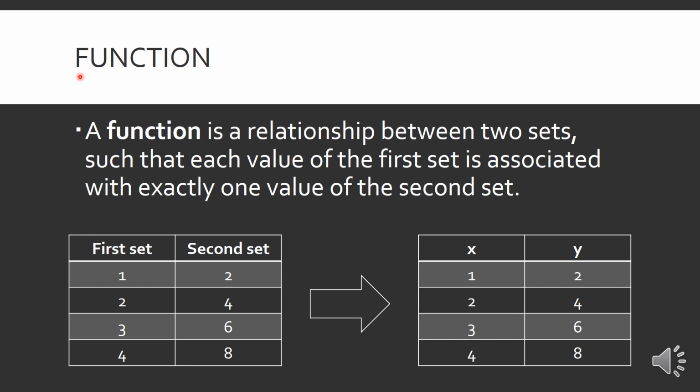Function. A function is a relationship between two sets, such that each value of the first set is associated with exactly one value of the second set. Example, the first set contains 1, 2, 3, 4, while the second set contains 2, 4, 6, 8.